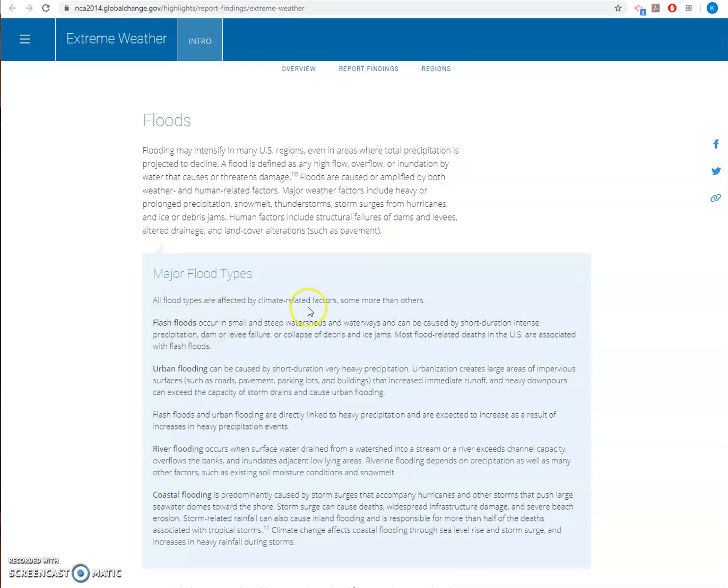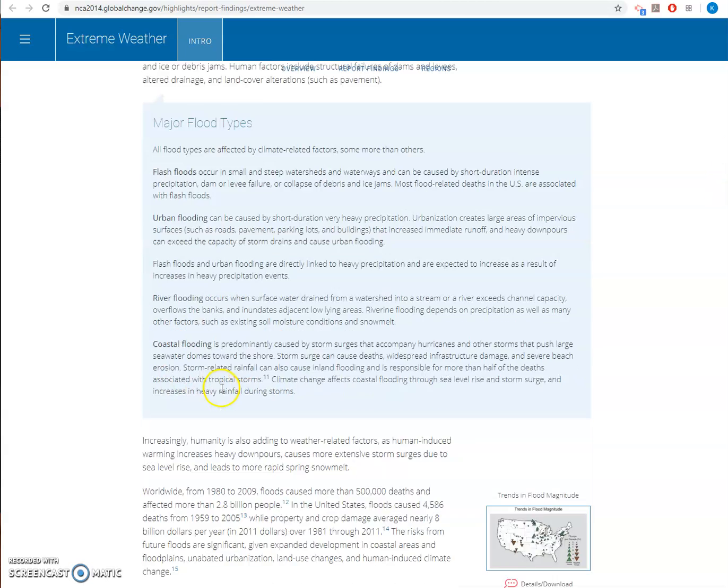Flash flooding occurs in smaller areas like your creeks and streams. So your parents are probably telling you things like, if it's raining really hard, don't go play in the creek, because you never know, right? Flash floods happen that way.